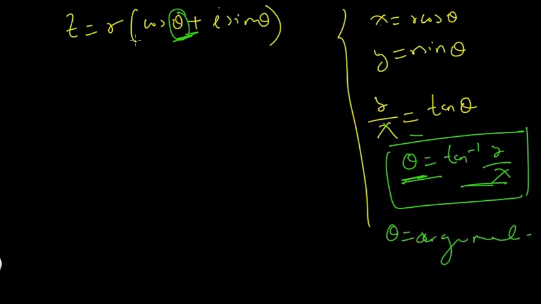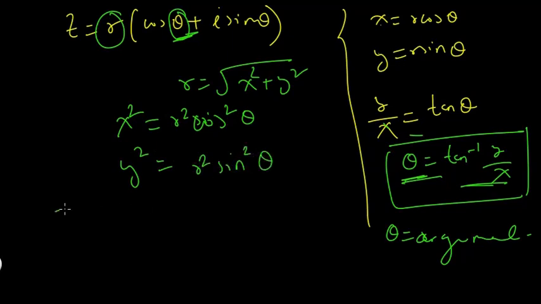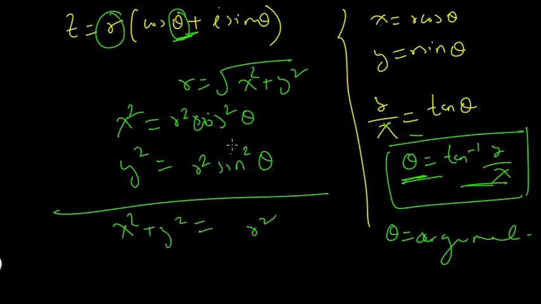And r, we know, if I solve this, becomes under root x square plus y square, right? Why? Because if I square both sides, x square is equal to r square cos square theta, and y square is equal to r square sine square theta. So if I add this, it becomes x square plus y square equals r square, because sine square theta plus cos square theta is 1. So r is equal to under root x square plus y square.